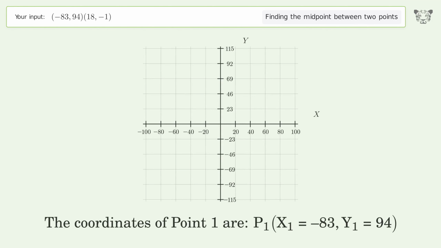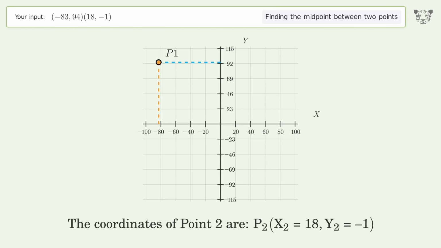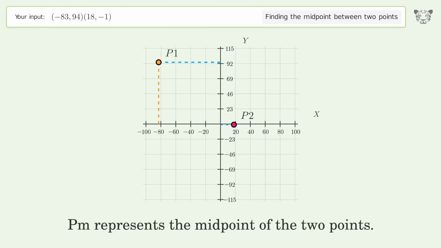The coordinates of point 1 are, x1 equals negative 83, y1 equals 94. The coordinates of point 2 are, x2 equals 18, y2 equals negative 1. PM represents the midpoint of the 2 points.